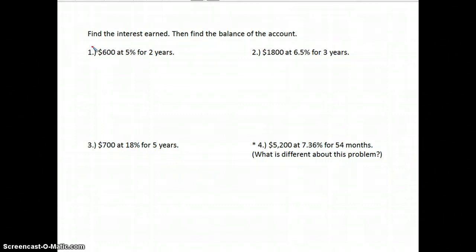All right, I'd like you to try number 1 and number 2 and push pause there. We're going to write down I, P, principal, R, rate, and T, time. So I like to set each of those things up and then plug it into our formula. Okay, go ahead and push pause and give that a try.